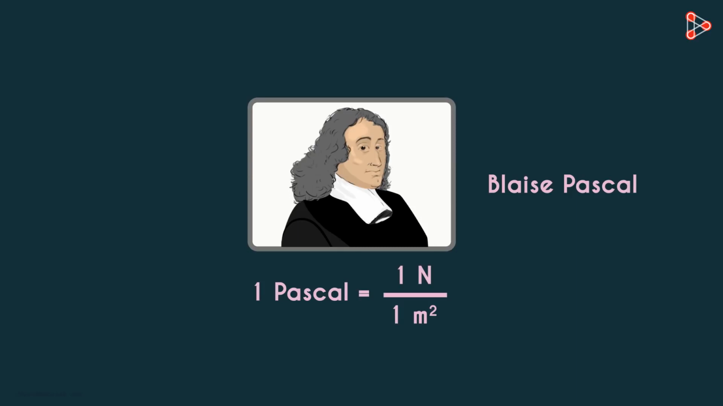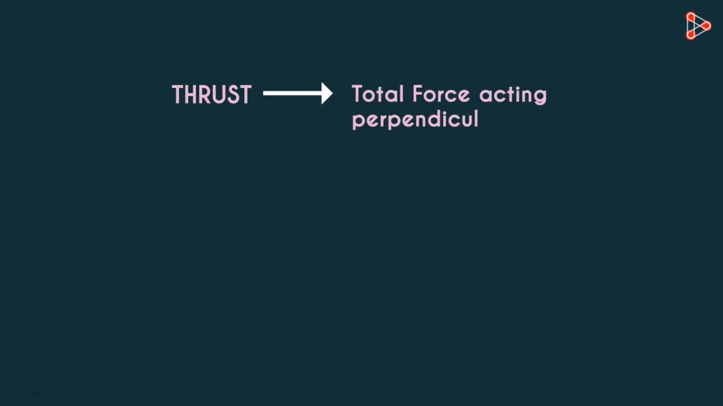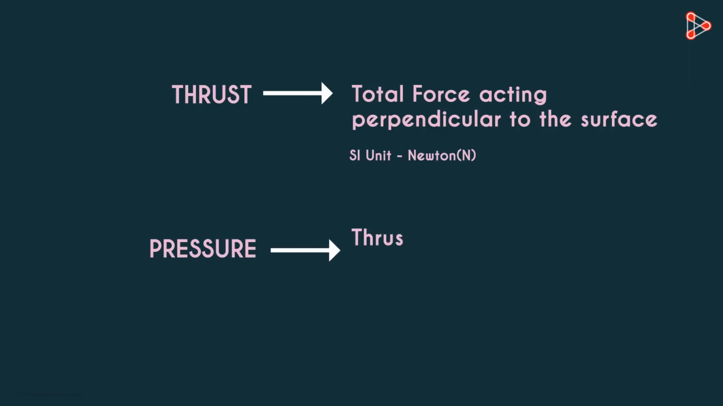Let's quickly recap what we learned. What's thrust? It's the total force acting perpendicular to the surface. And what's pressure? It's the thrust per unit area. If the same amount of thrust is applied on a lesser area, then the pressure will be more.